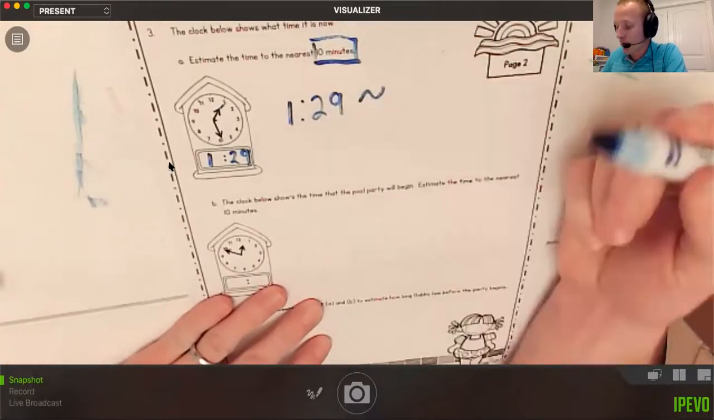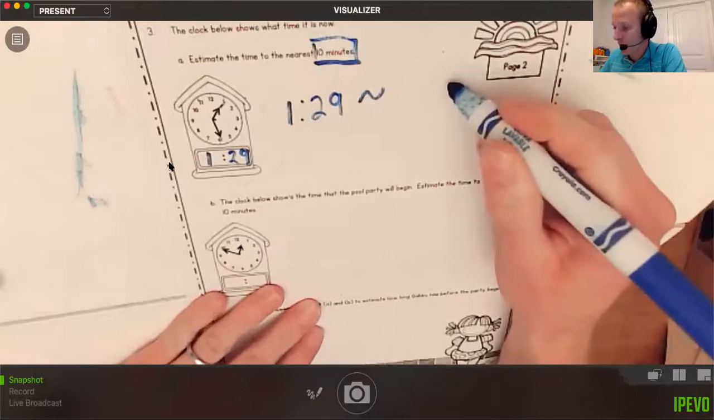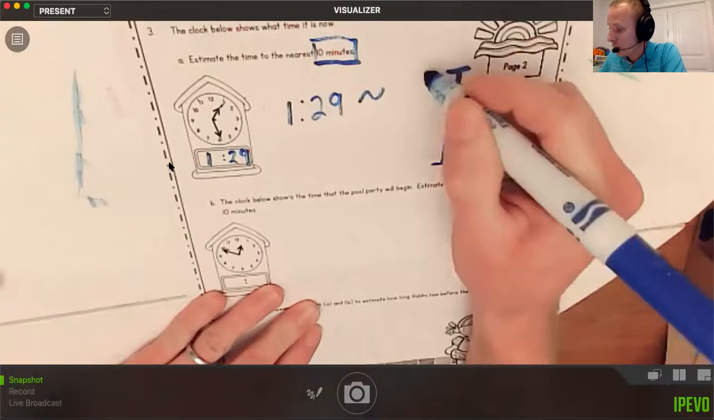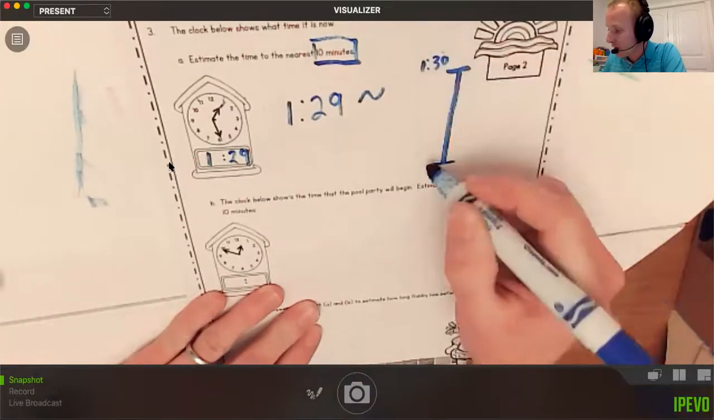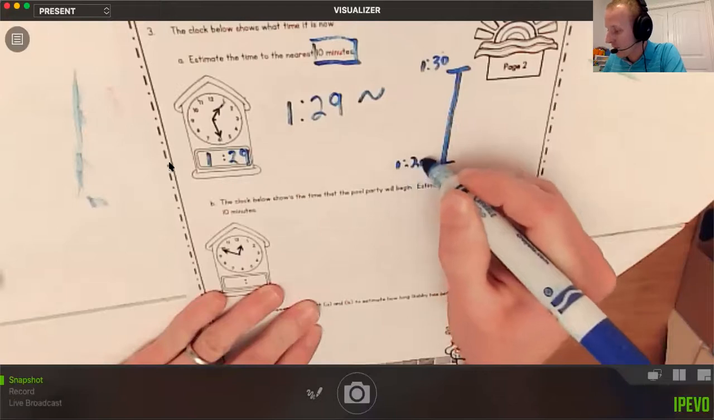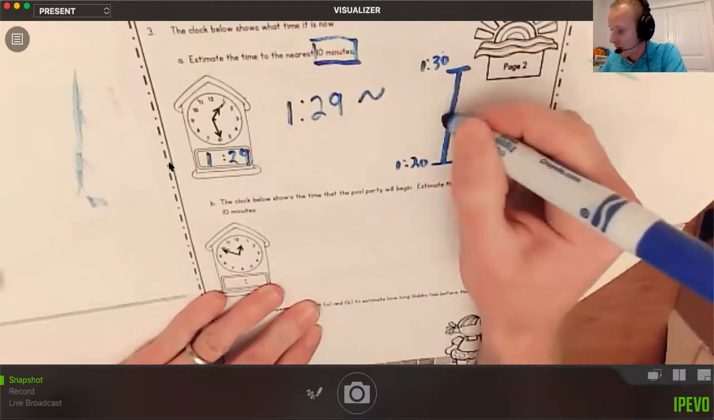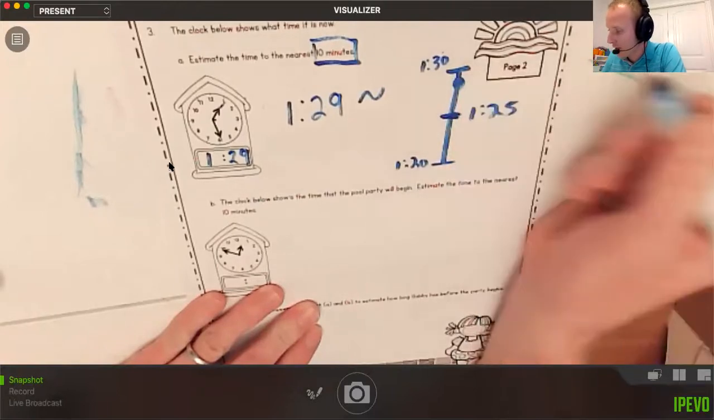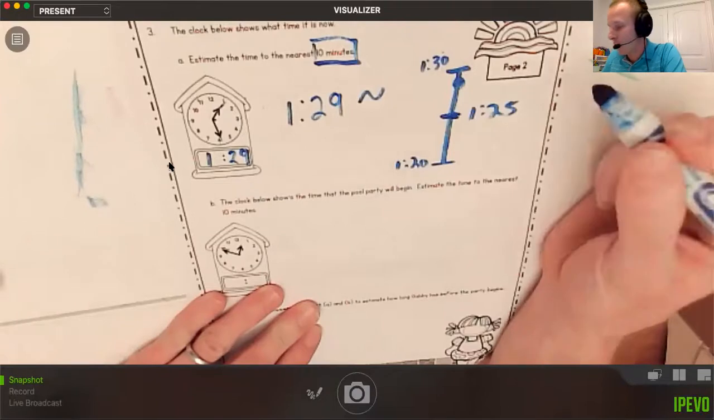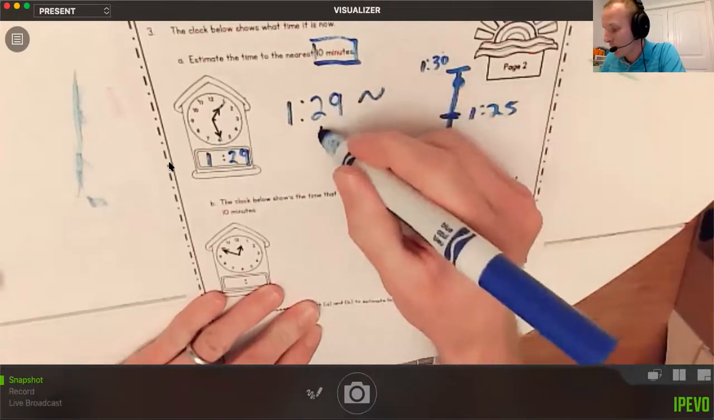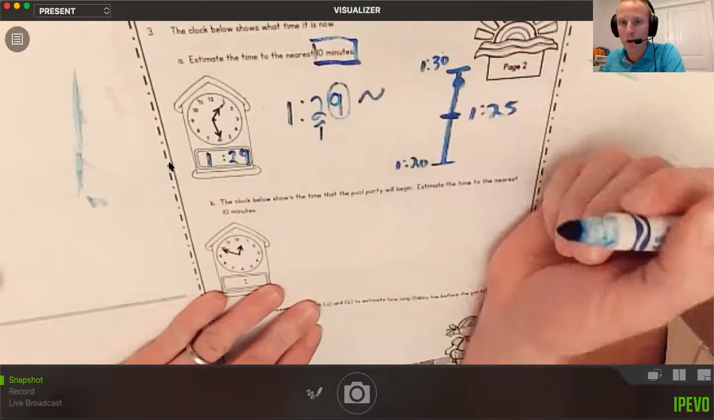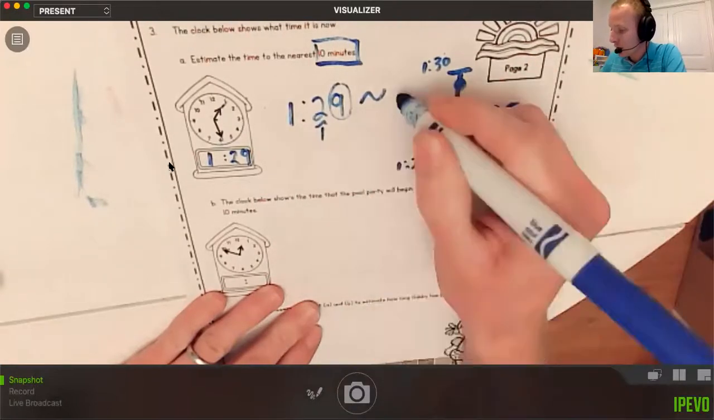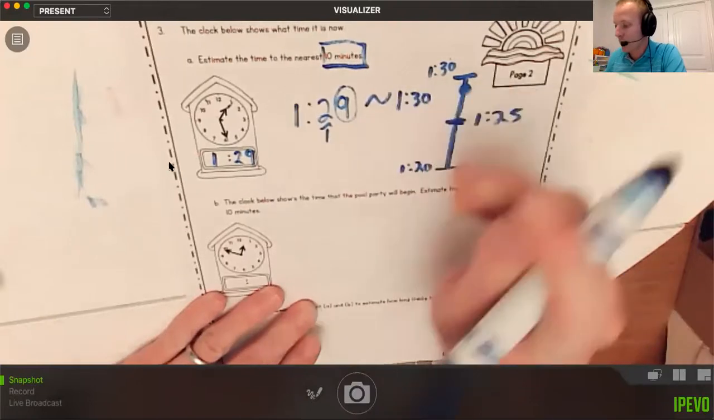So I'm going to make it a vertical number line. It didn't say I had to, but it's going to help me. So the 10 above would be 1:30, and the 10 below would be 1:20. Right in the middle is 1:25, and we're up here at 1:29. Again, if we're rounding to the tens place, we have to look at that 1 in the ones place, and if it is 5, 6, 7, 8, or 9, we're going to round up, like we will in this case. So it's about 1:30.